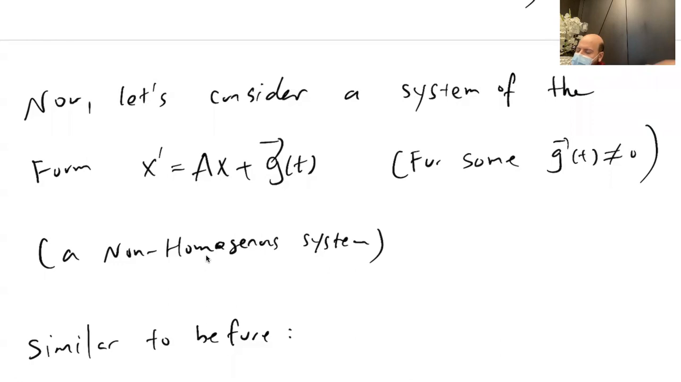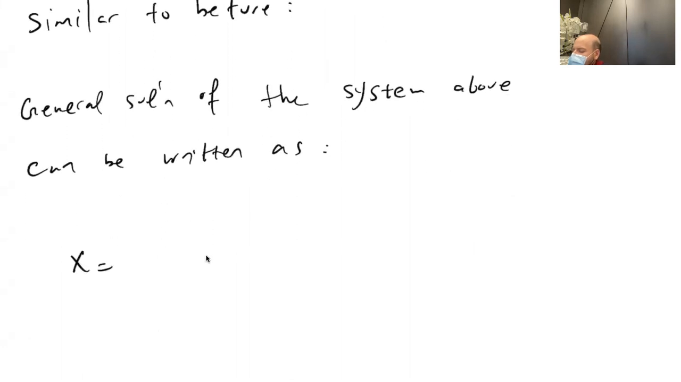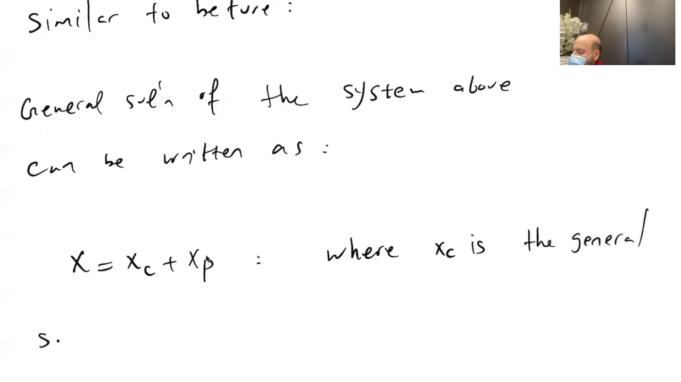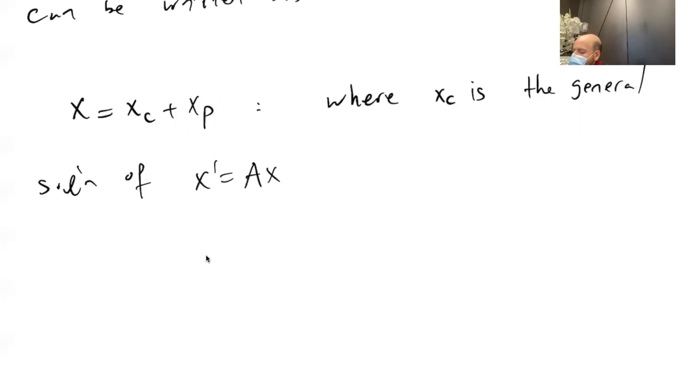The general solution x can be written as xc plus xp, where xc is the general solution of x prime equals Ax, the homogeneous system, and xp is a particular solution.